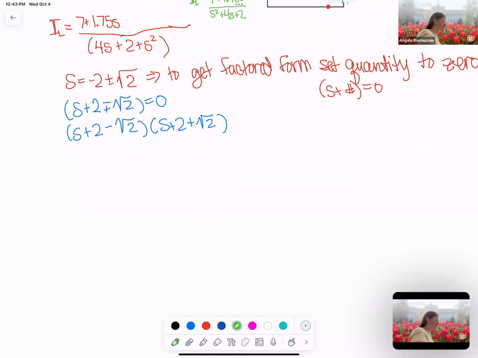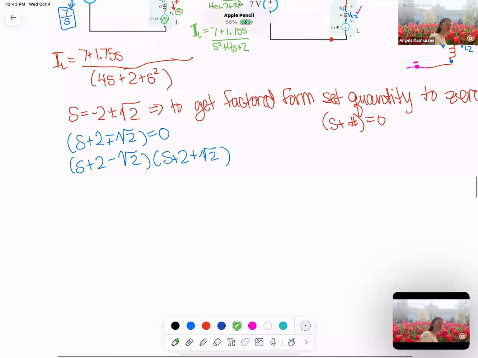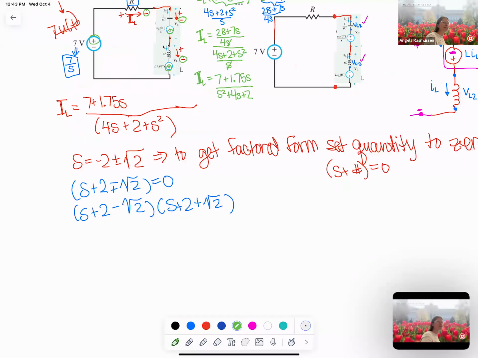Just so you know, I solved this using, I think, just e's. Yep, I have my solution in the e form, not the cosine form. All right, so go ahead. It takes a little bit of time to solve this now to get i_L of t from this s equation.